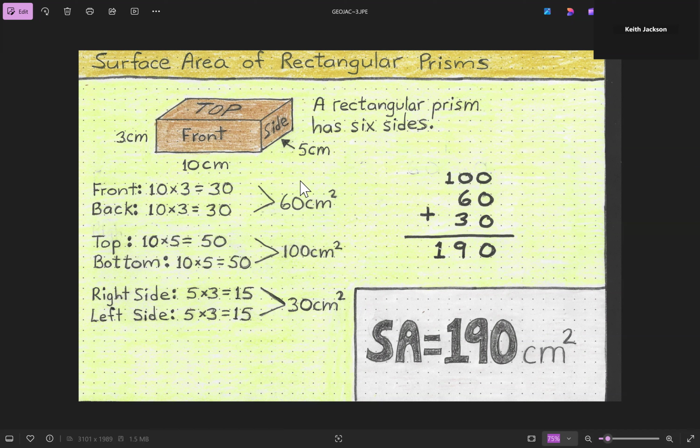If the rectangular prism has a front, then it must have an identical back. If it has a top, then it has an identical bottom. And if it has a right side, then it has an identical left side.